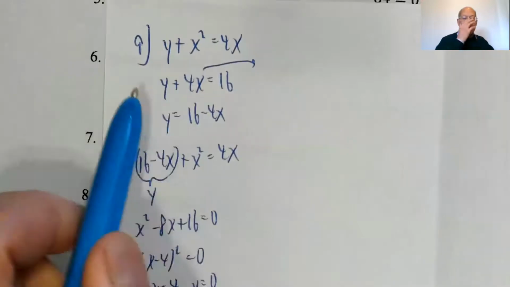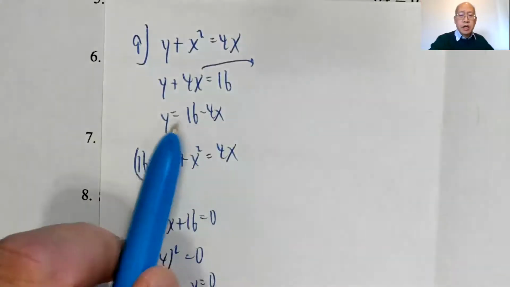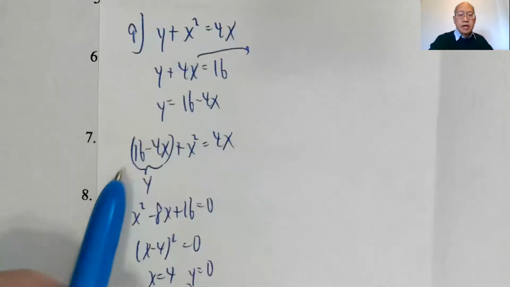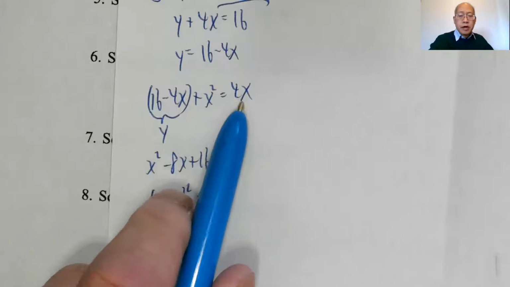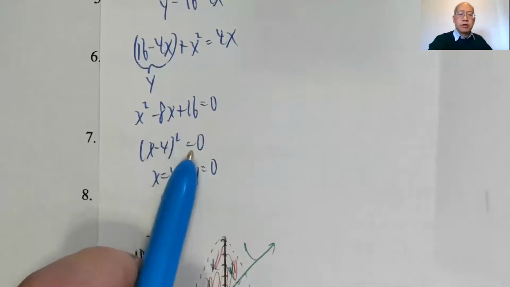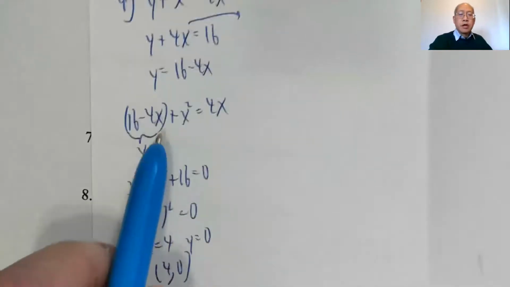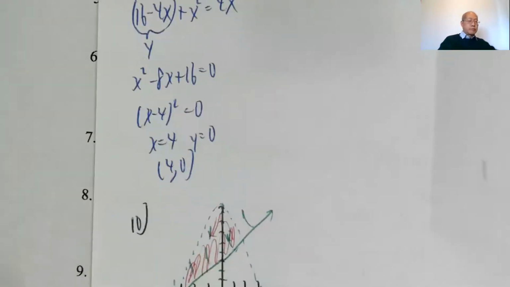Number 9, second equation, subtract 4x. Y equals 16 minus 4x. Take that and plug it into here. 16 minus 4x plus x squared equals 4x. Subtract 4x on both sides. X squared minus 8x plus 16 equals 0. This factors in x minus 4 squared equals 0. That means x equals 4. If x is 4, y is 0. So the point is 4, 0.